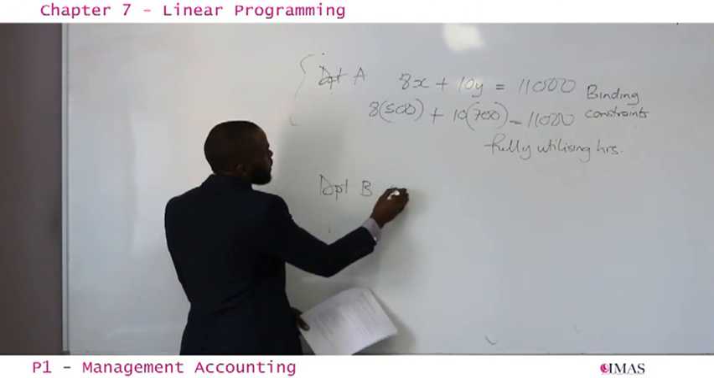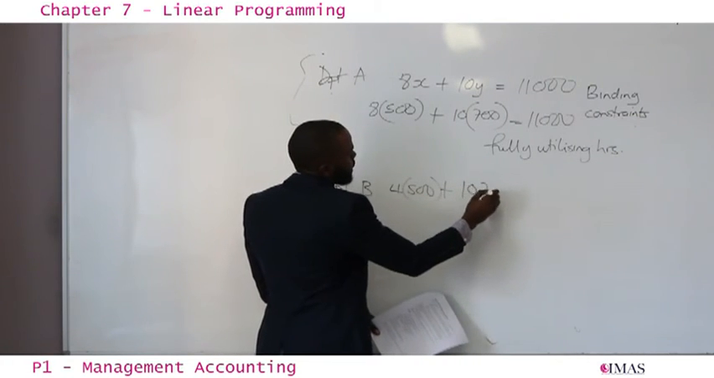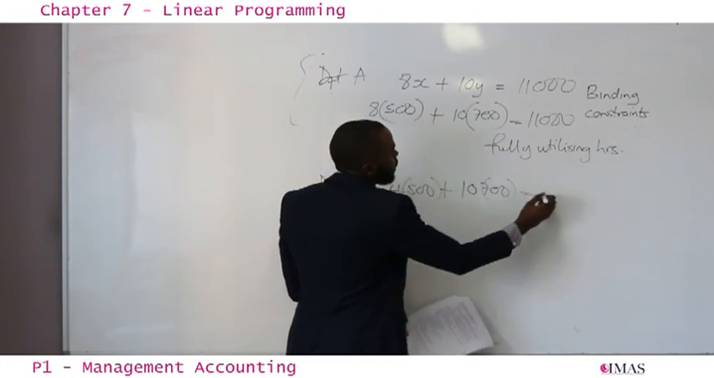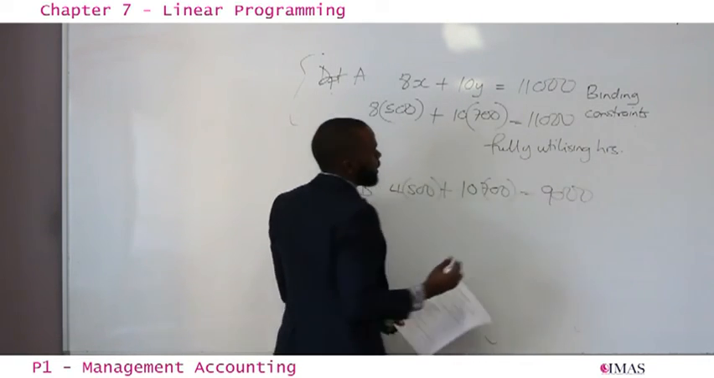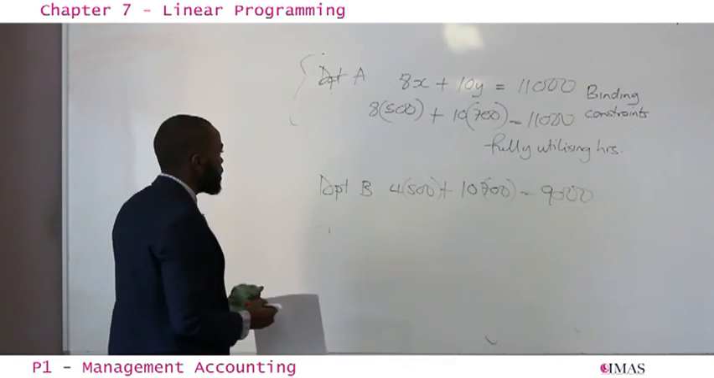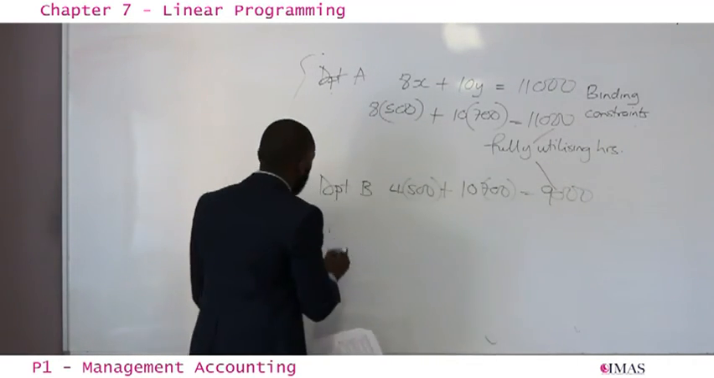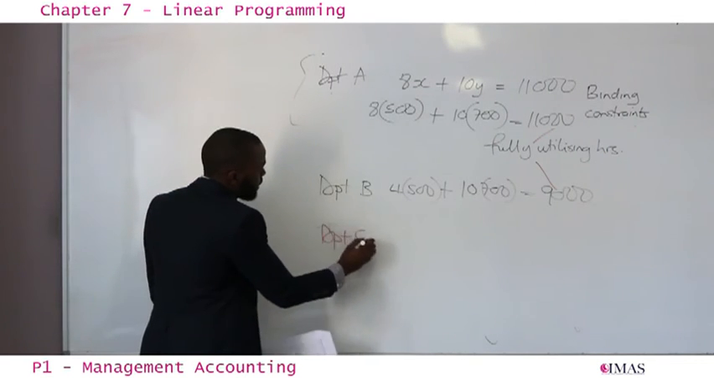Now department B, we say 4 times 500 plus 10 times 700. What do we get here? We get 9,000, which also means that we are fully utilizing the resources because we only have 9,000 hours. Let's go to department C.